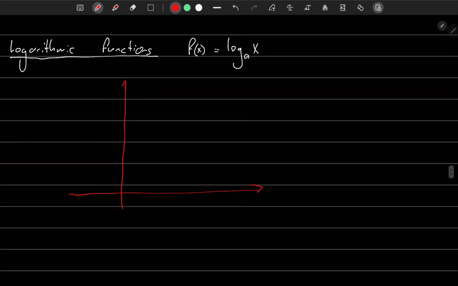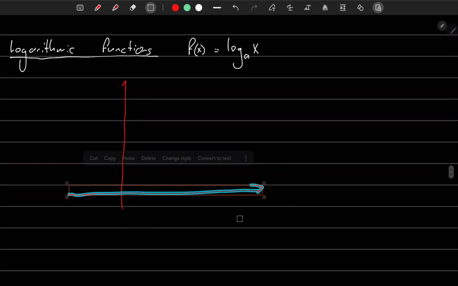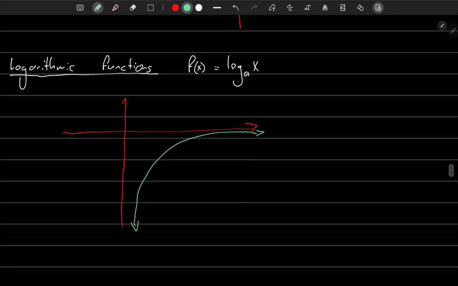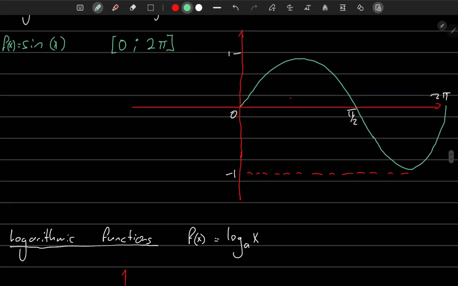Oh, actually, I should have done this like this. Let me select this, and then we're just going to move it up here, because the logarithmic function actually goes like this. Okay, so that's it for this video. We talked about different types of functions.